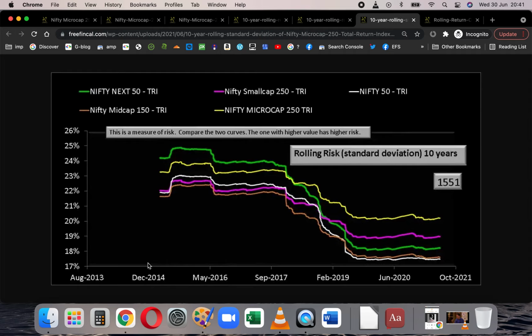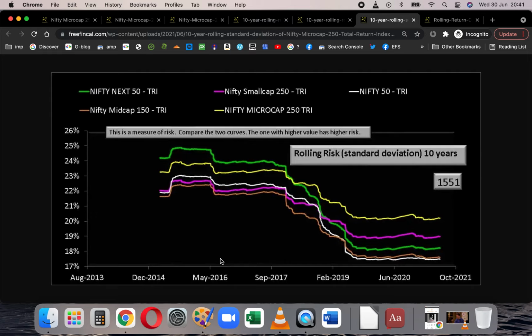And what is surprising is Nifty Next 50 was the highest up to about maybe early 2018 onwards, and after that the volatility of Nifty Next 50 has drastically come down, whereas Nifty Microcap has always been the highest, obviously. And what this means is, if the Nifty Next 50 volatility has come down significantly, this could mean that the returns can go down in the future for Nifty Next 50.